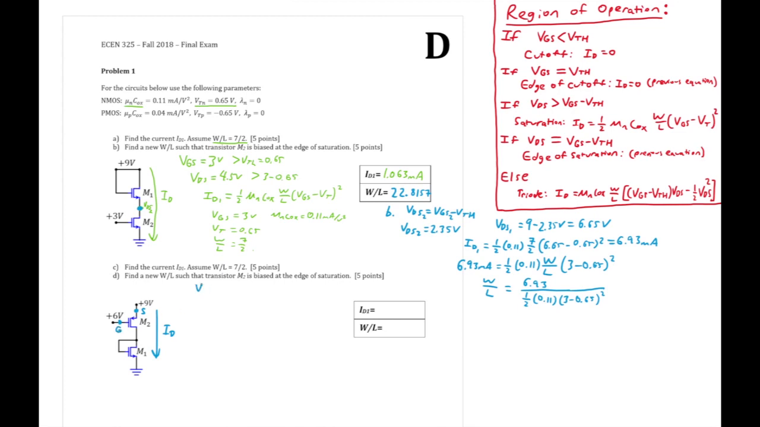That means that our VGS, and it's important to note that whenever we're referring to VGS, we use the absolute value of it, is equal to 3 volts, right? Because there's a 3 volt difference between the gate and the source in this case. Okay, and then 3 volts is greater than VTH, which is negative 0.65 volts.